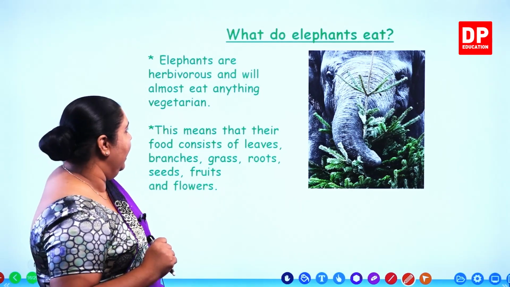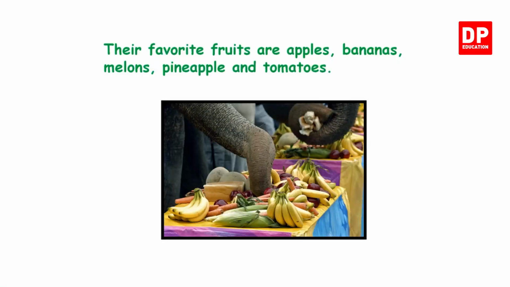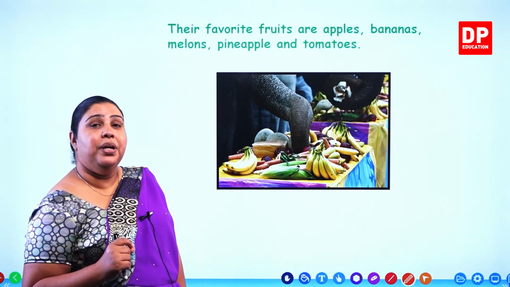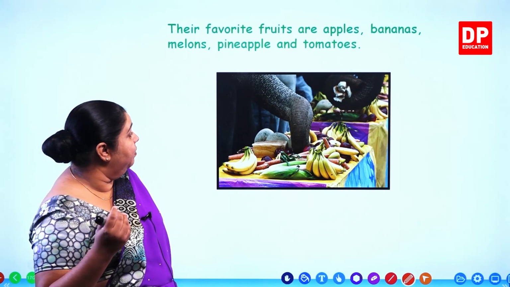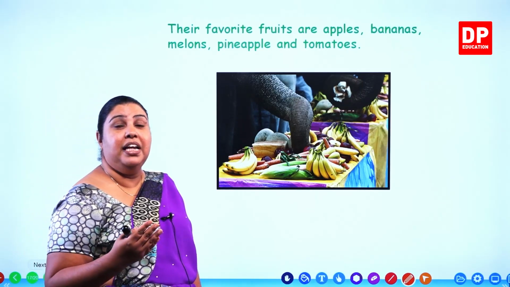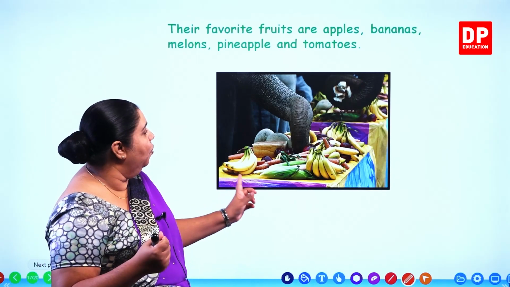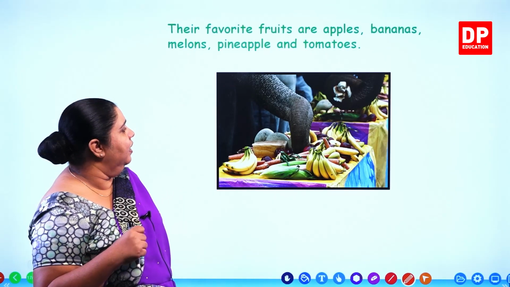So this is the elephant who is eating a tree, a big tree. Their favorite fruits are apples, bananas, melons, pineapple and tomatoes. What do elephants like to eat the most? Their favorite fruits are apples and bananas, pineapple and tomato. They love to eat all the fruits. They love to eat any amount of fruits.